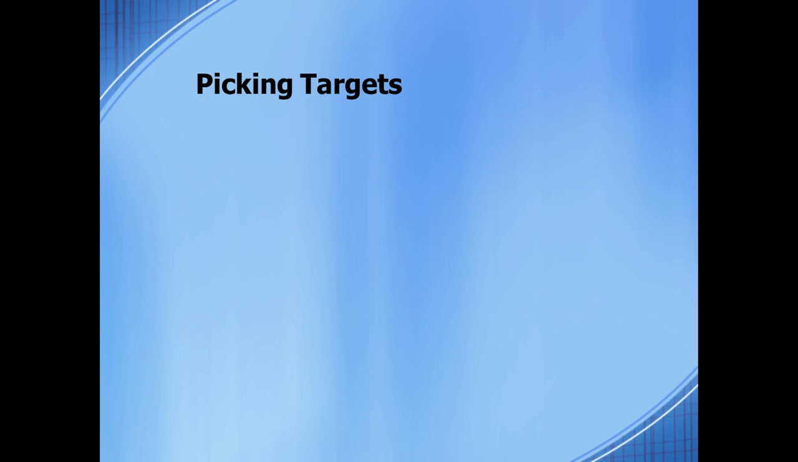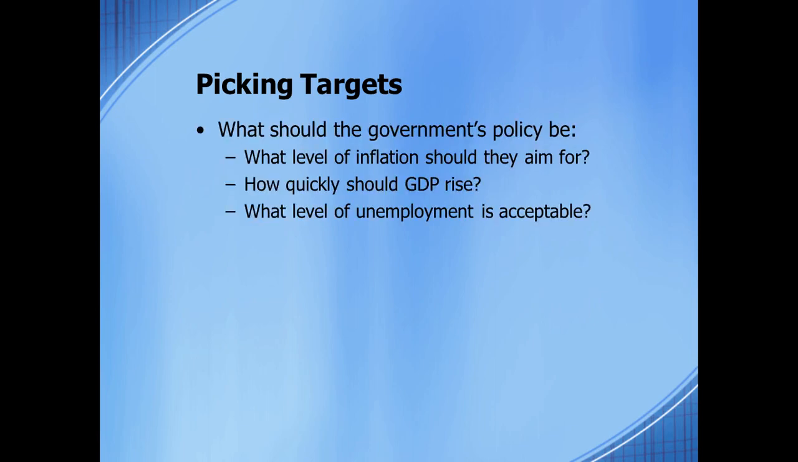If we were to pick some targets, there is very much a need to have restrictions, goals, targets on what the government's policy should be for, what level of inflation they should aim for. Because we know we want the economy to grow, we want GDP to rise, but how quickly should it go? And what level of unemployment is acceptable? What are we happy to pick up with?